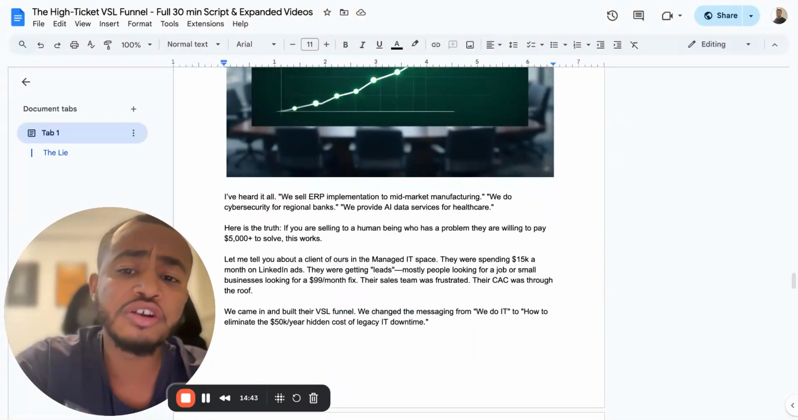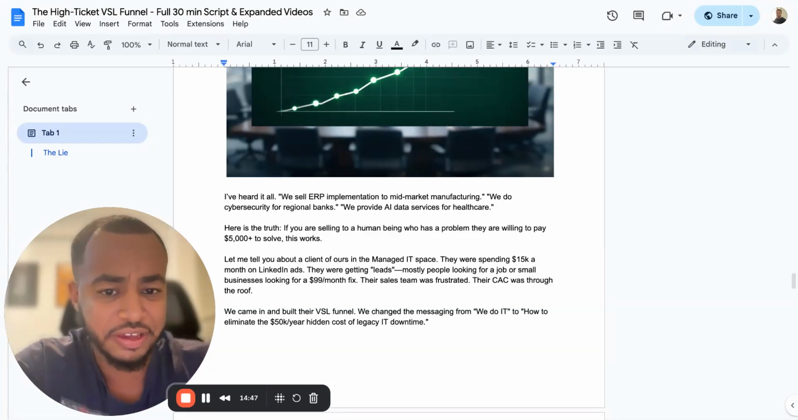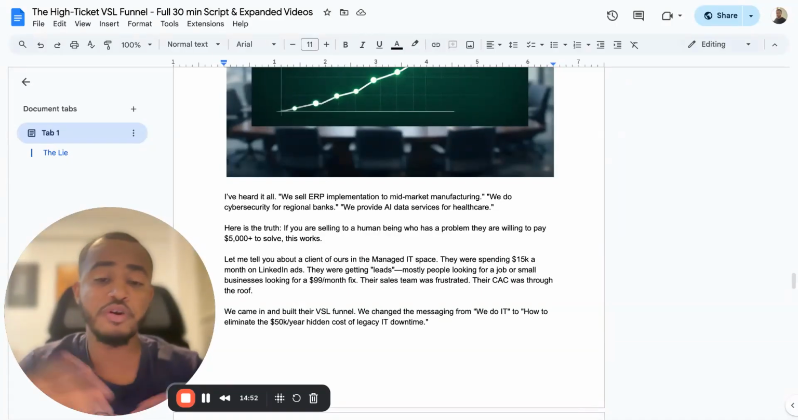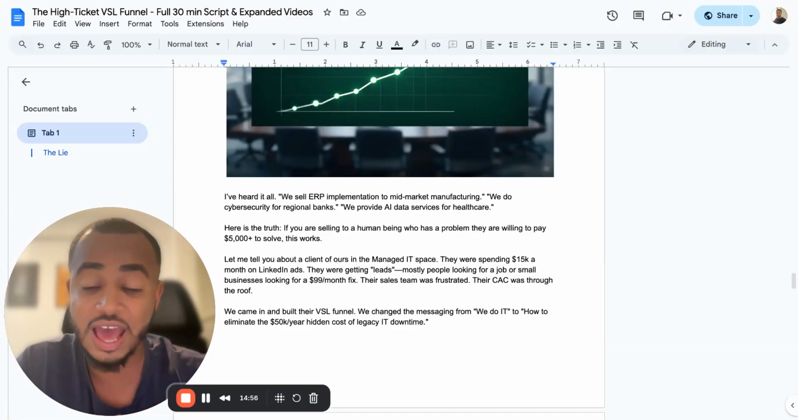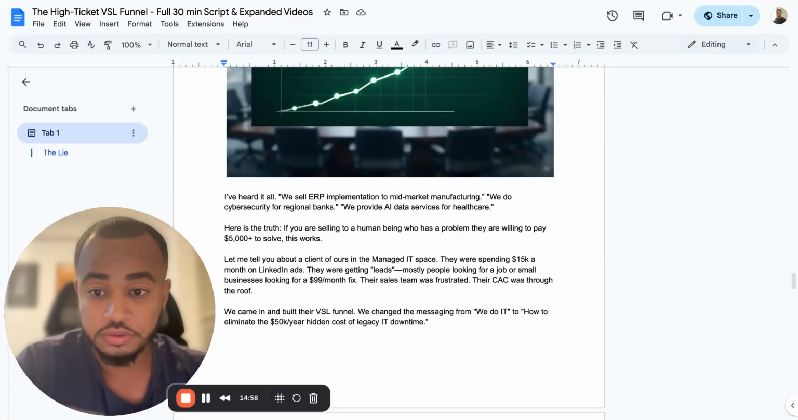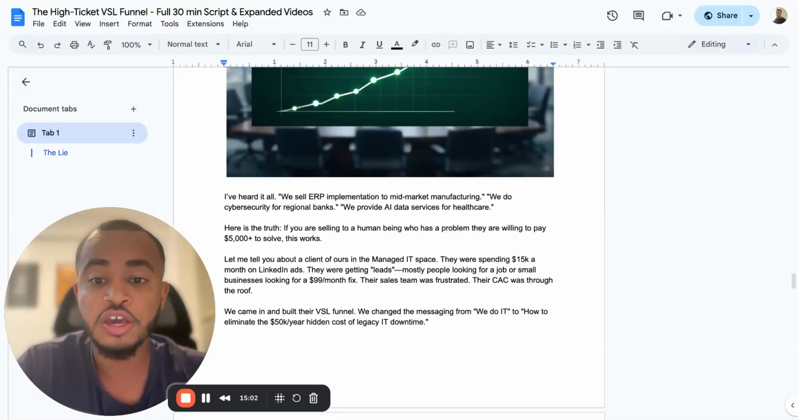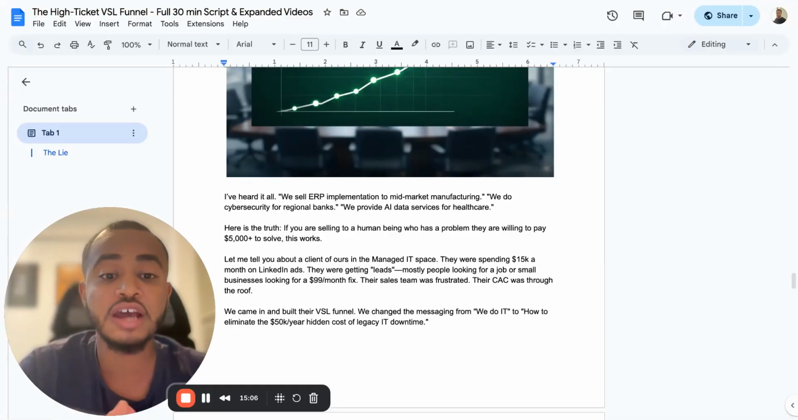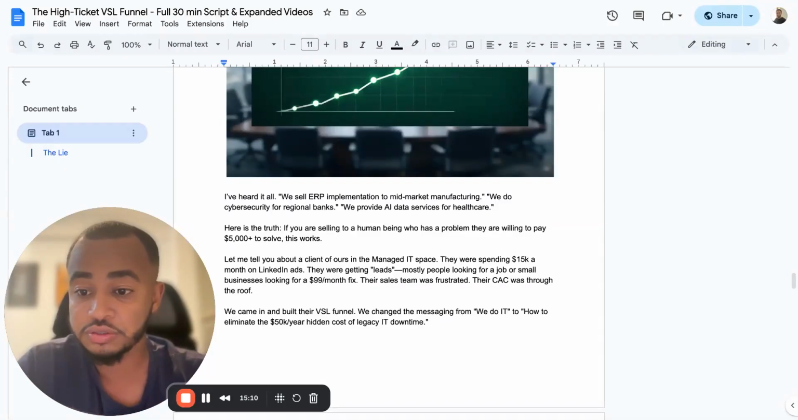I have heard it all. We sell ERP implementation to mid-market manufacturing. We do cybersecurity for regional banks. We provide AI data services for healthcare, and a lot of other cases I have seen. And every time, the funnel works for their business. If you are selling to a human being who has a problem and is willing to pay high ticket to solve it, this works.